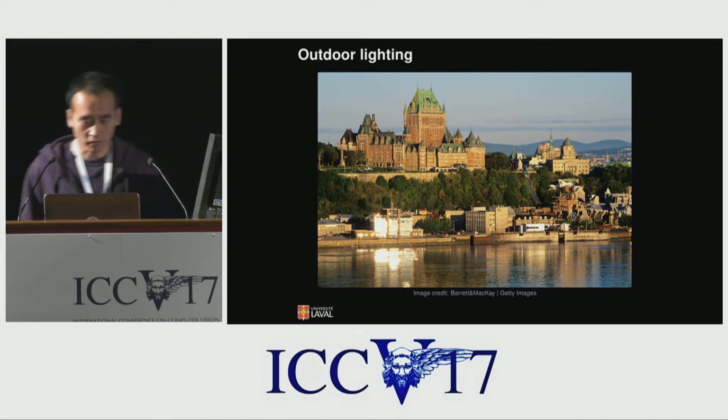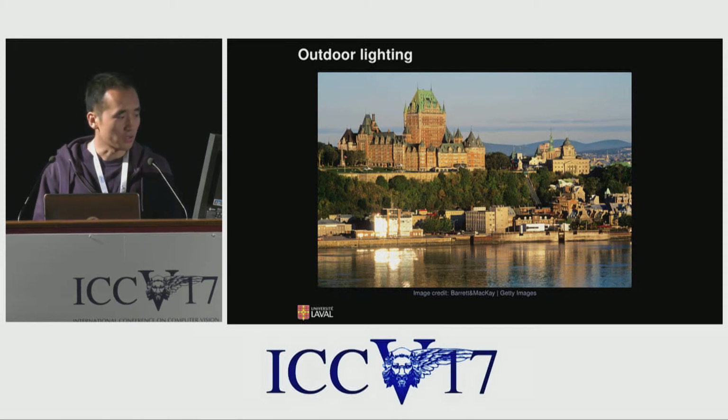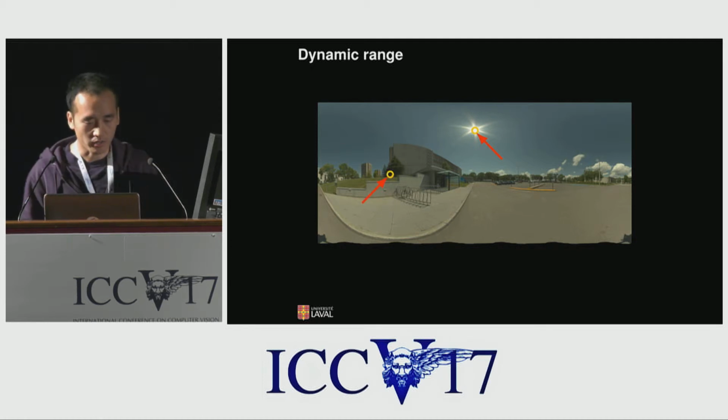Outdoor lighting is very interesting and important. Look at this beautiful image taken at sunrise in Quebec City. The golden color and the reflections are all created by the two main light sources, the sun and the sky. The key feature of outdoor lighting is its dynamic range, which is the ratio between the brightest and the darkest intensity in the context of light.